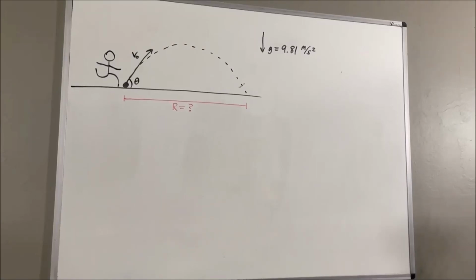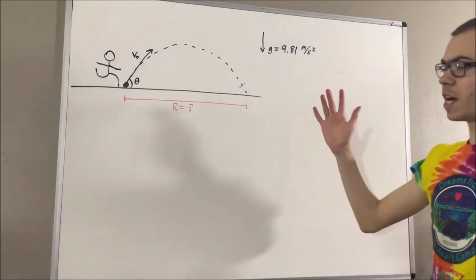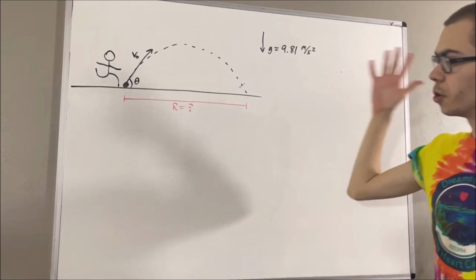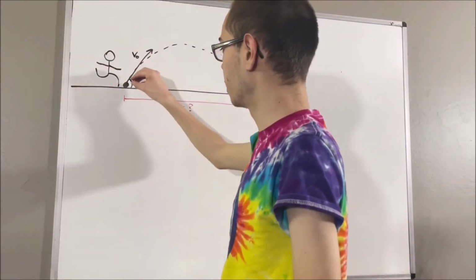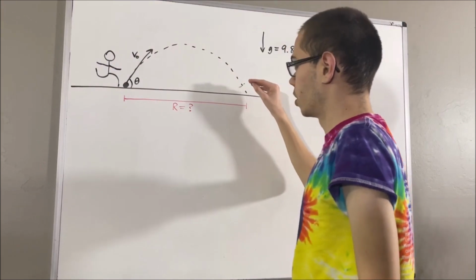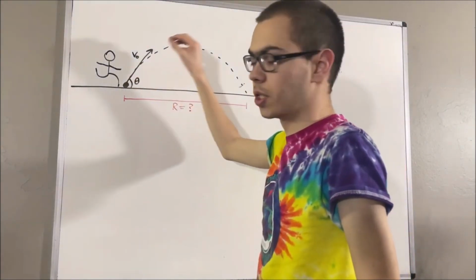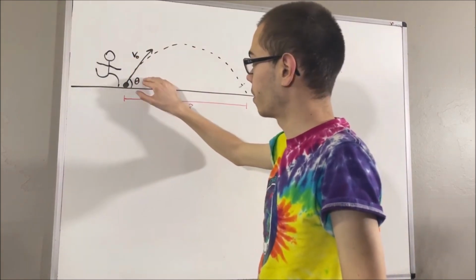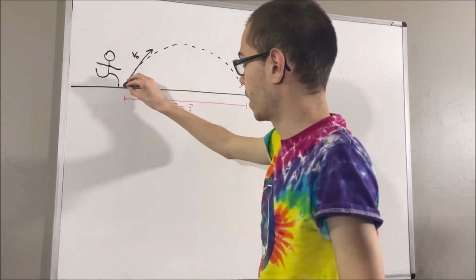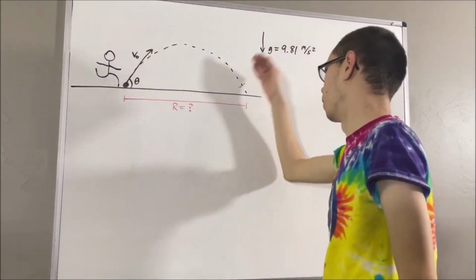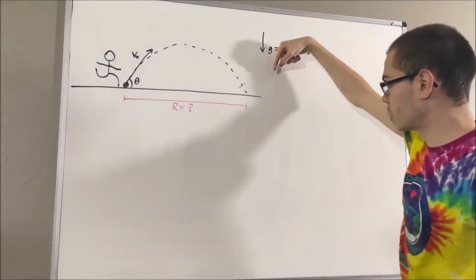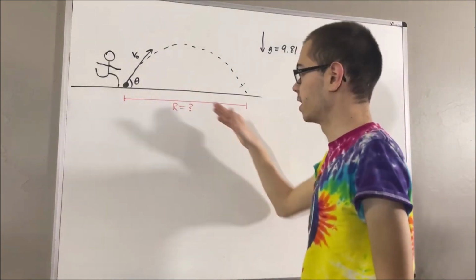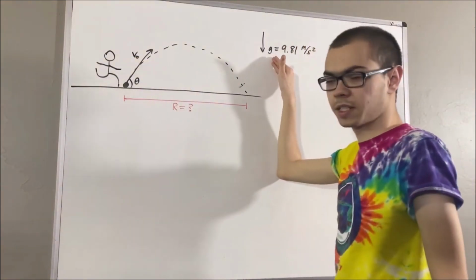Hello! In this video, we're going to derive the equation for the range of a projectile. So in this diagram, we have a person kicking a ball into the air. And we'll say that when the ball is kicked into the air, it is kicked at an initial speed v0 and a launch angle theta, and the ball travels this path. Of course, we have the acceleration due to gravity pointing downward at 9.81 meters per second squared. The whole goal is to figure out what r is in terms of these three quantities.